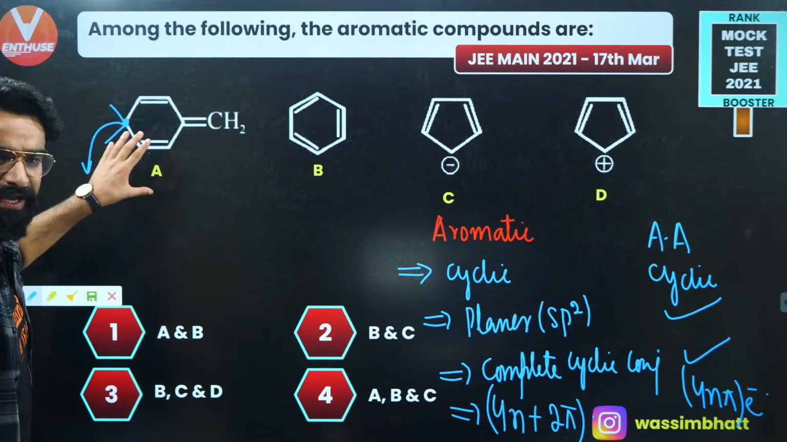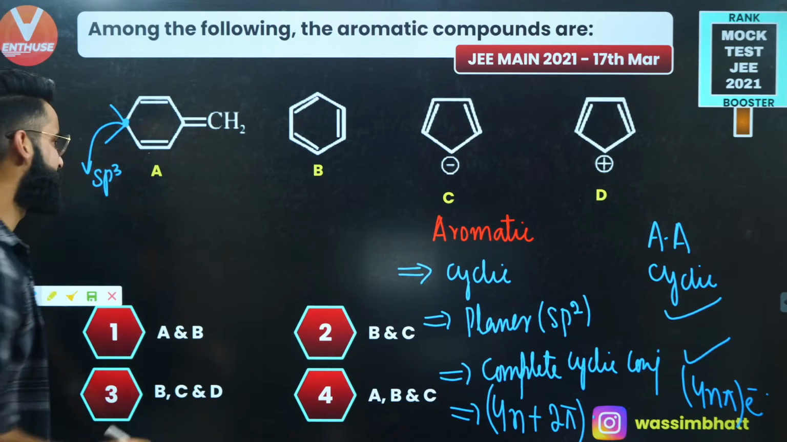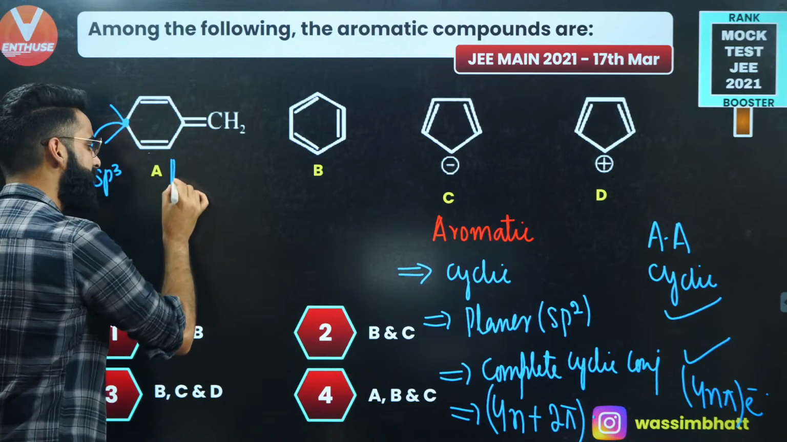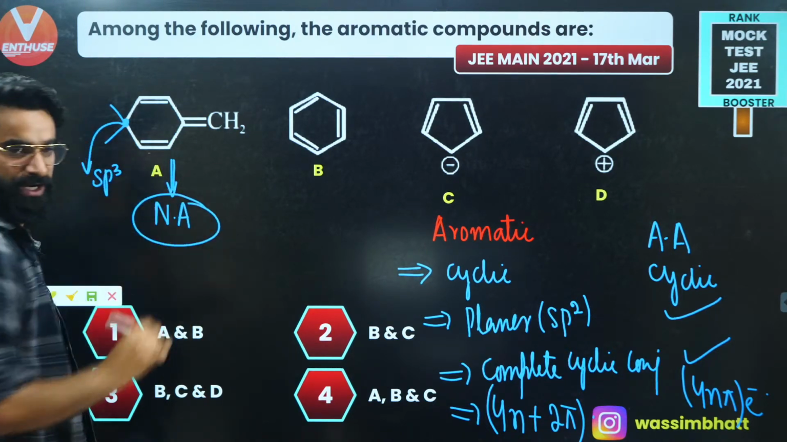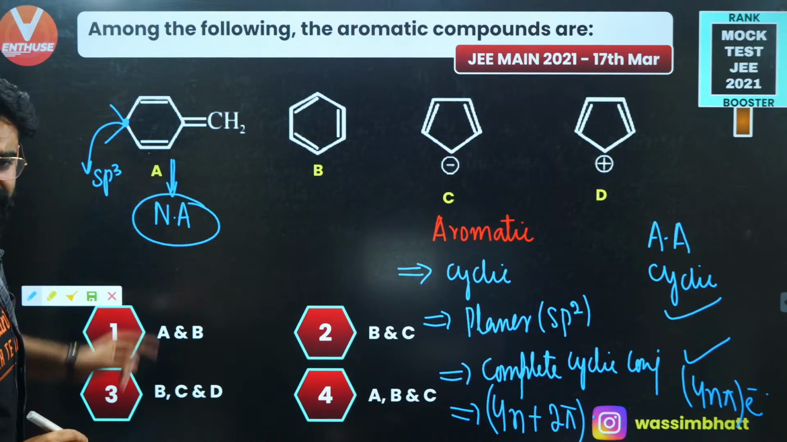And whenever in a molecule you get some sp3 carbon, that means the molecule is neither going to be aromatic nor anti-aromatic. It's going to be non-aromatic, because one of the carbon atoms right here is sp3.